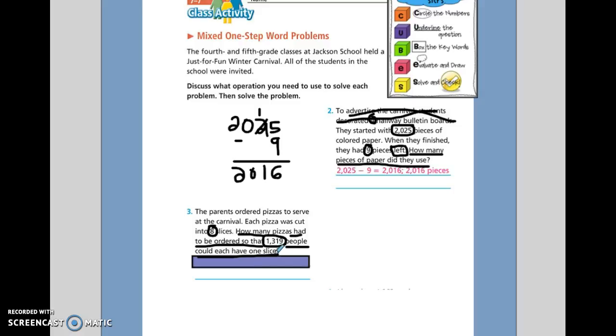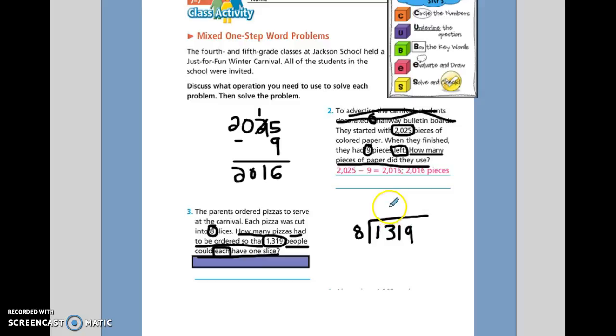So let's see, I like each could have one slice of pizza. Okay, so each of these people get one slice. And I know that there's 8 slices per pizza. So when I see that they each get one, I'm thinking I need to do a division problem. So I'm going to do 1,319. And I know that there's 8 slices per pizza. So I'm going to divide it by 8.